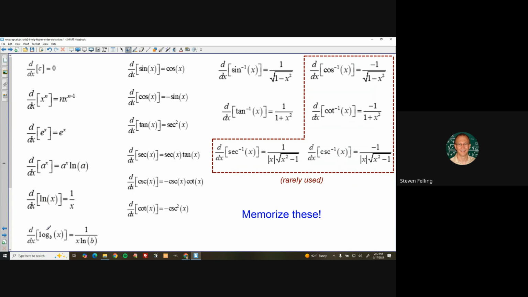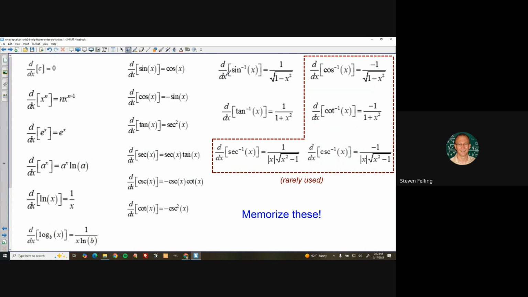The derivative of log with some other base is 1 over x divided by the natural log of the base. Derivative of sine is cosine. Derivative of cosine is negative sine. The derivative of tangent is secant squared. The derivative of secant is secant times tangent. Cosecant is negative cosecant times cotangent. And cotangent is negative cosecant squared.